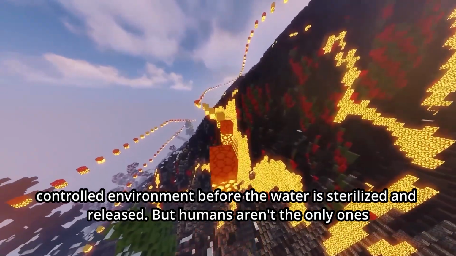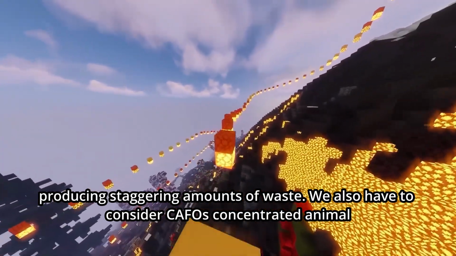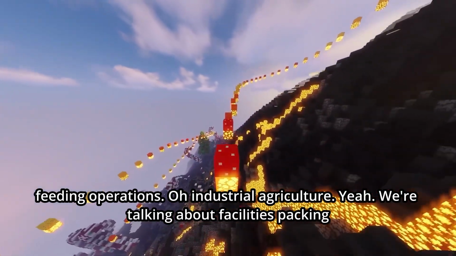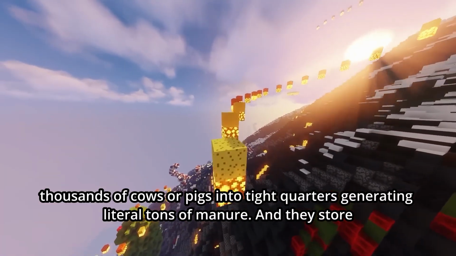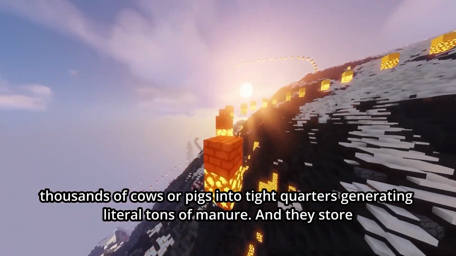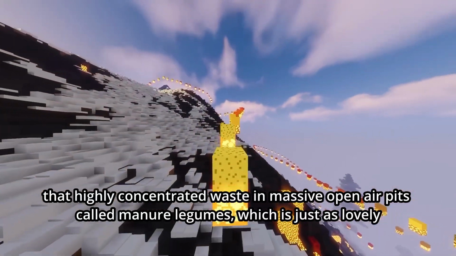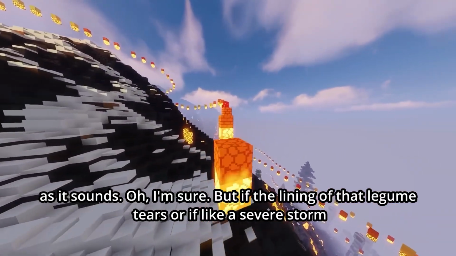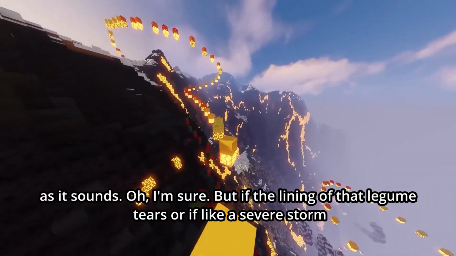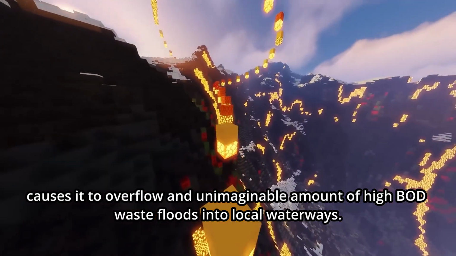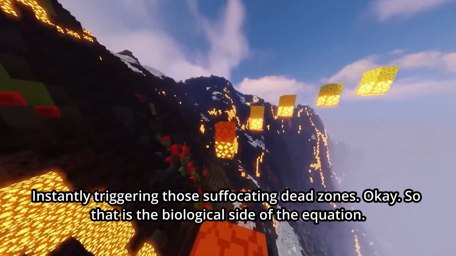But humans aren't the only ones producing staggering amounts of waste. We also have to consider CAFOs, concentrated animal feeding operations. Oh, industrial agriculture. Yeah, we're talking about facilities packing thousands of cows or pigs into tight quarters, generating literal tons of manure. And they store that highly concentrated waste in massive open-air pits called manure lagoons. Which is just as lovely as it sounds. Oh, I'm sure. But if the lining of that lagoon tears, or if a severe storm causes it to overflow, an unimaginable amount of high BOD waste floods into local waterways. Instantly triggering those suffocating dead zones.